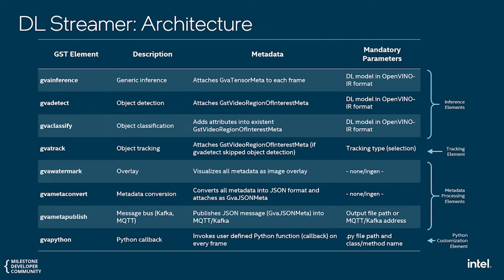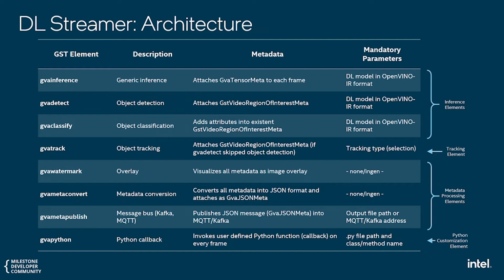GVA detect is a more specialized element which is responsible for object detection or recognition-based classification. It outputs a list of detected objects including their class and bounding box coordinates, as well as associated timestamp metadata. GVA classify takes the frames based on detection together with a list of bounding boxes and classifies detected objects.